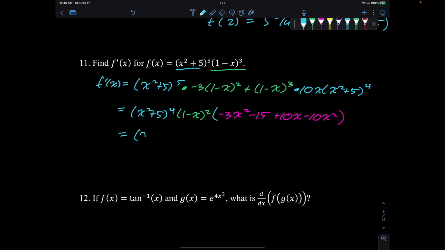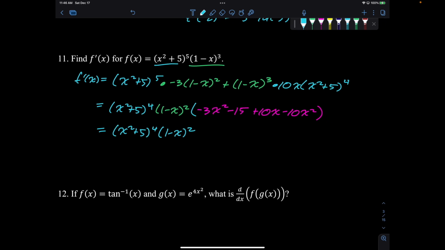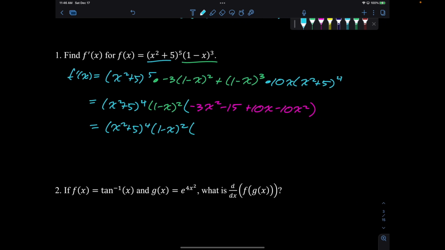So we'll have x squared plus 5. This isn't guaranteed to be our final answer, because I didn't look at it, but sometimes something will factor out of this last little factor, and I hate that. Negative 13x squared plus 10x minus 15.